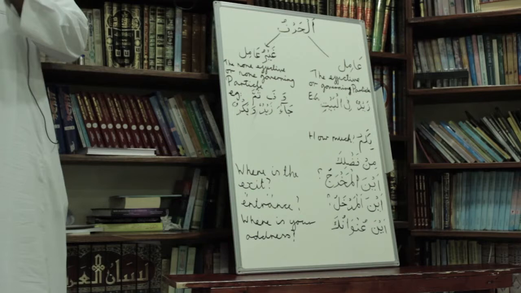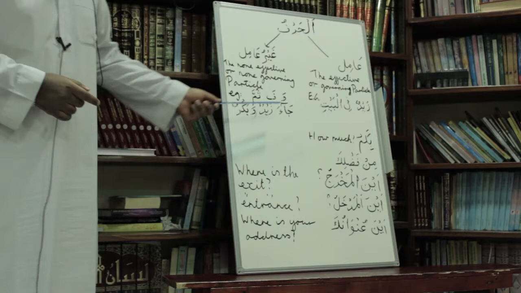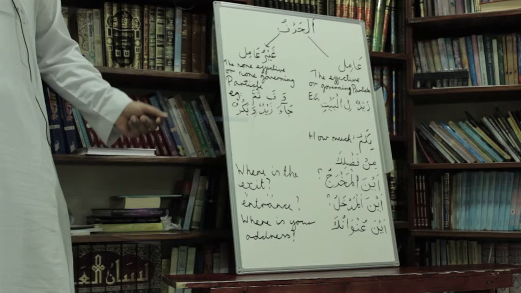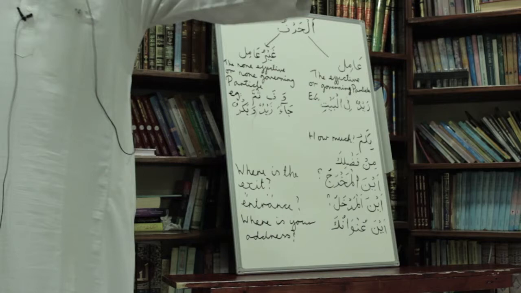But they all have a slight difference. Fa means something which has come immediately after. If I was to say, Ja'a Zaydun fa Bakrun, that means immediately after Zayd, Bakr came. Wow doesn't denote that. It doesn't say if it immediately came. It came afterwards. It could have come after 5 hours, could have come after 10 hours, or it could have come straight away.